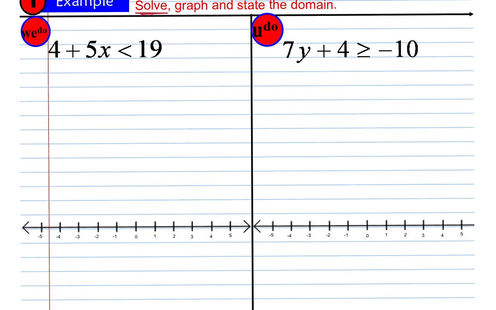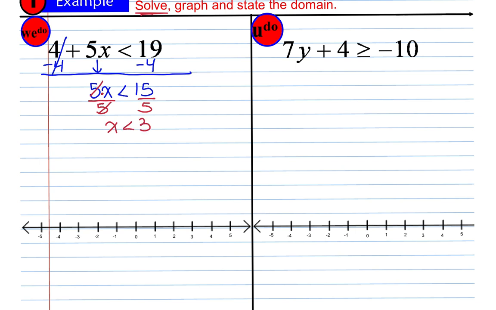So for this one, it's going to be a 2-step problem. The first thing we need to do is get rid of the number that's being added or subtracted. So the opposite of positive 4 is going to be minus 4. We're going to subtract 4 from both sides, just like we did for equations. You're going to bring down your 5x is less than 19 minus 4, which is 15. Then this is being multiplied, so the opposite of multiplication is division. So we're going to divide both sides by 5, and we're going to have x.